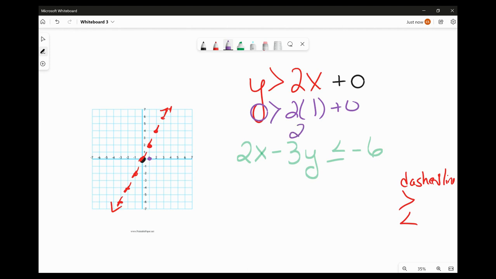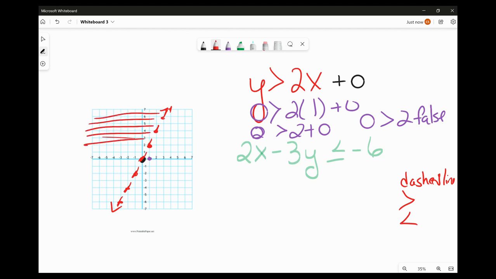So 2 times 1 is 2. So it looks like this. Oops, that should be a 0. And then I have 0 is greater than 2. That's a false statement. Since that's a false statement, that means that side where that point is not part of my solution group. So I'm going to highlight the other side. I'm going to just highlight it all the way down so you can see. So these are all my solutions, anything to the left side of that line.